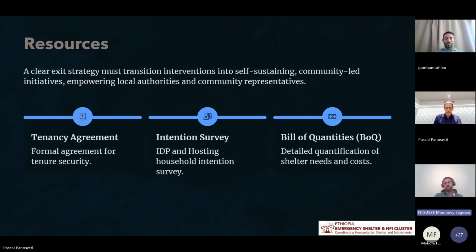local supporters. So as a resource, like I mentioned, the cluster has developed a tenant.